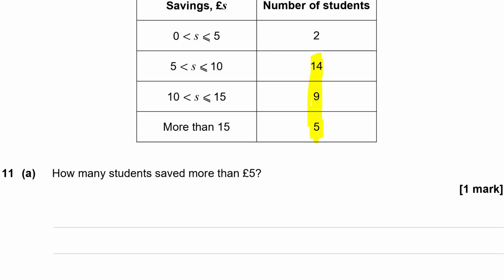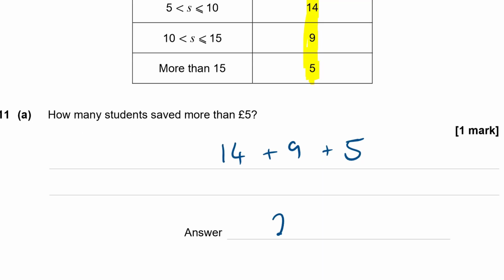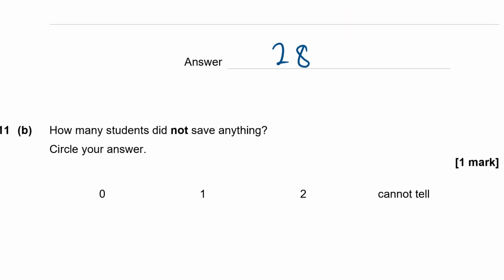So how many is that altogether? That's going to be 14 plus 9 plus 5. 14 plus 9 is 23, plus 5 is 28. So 28 students saved more than £5. How many students did not save anything? Circle your answer.